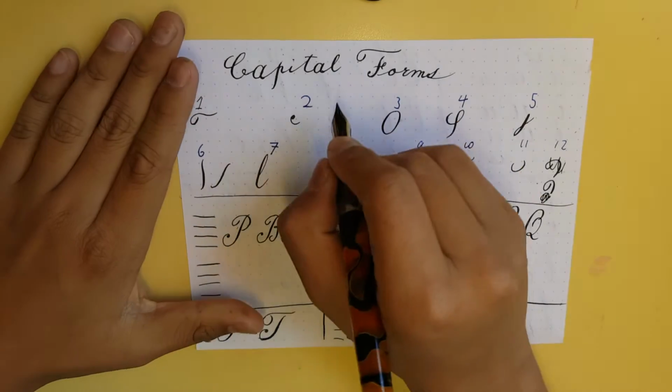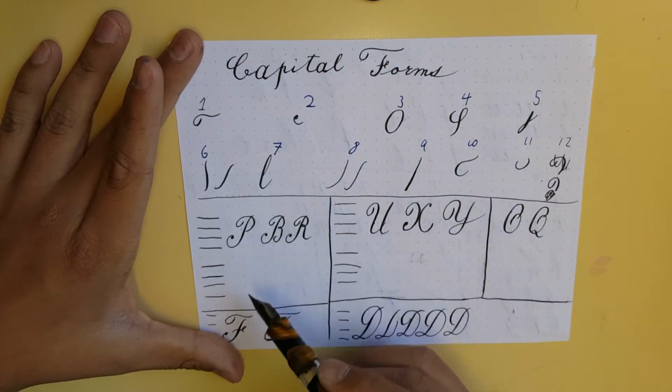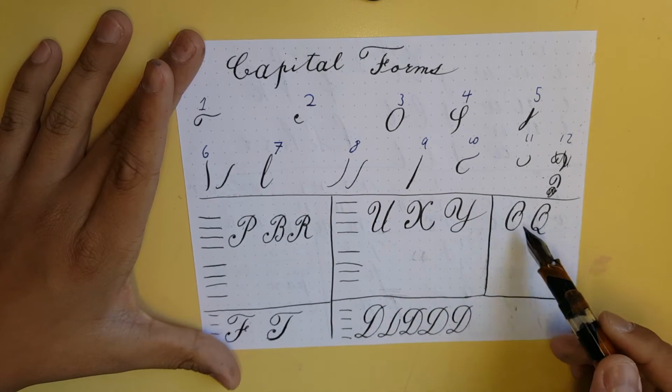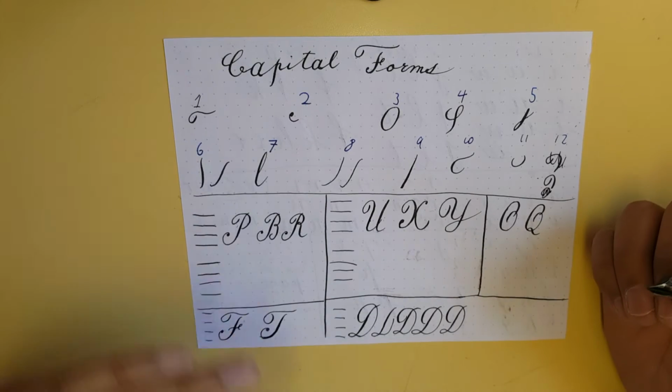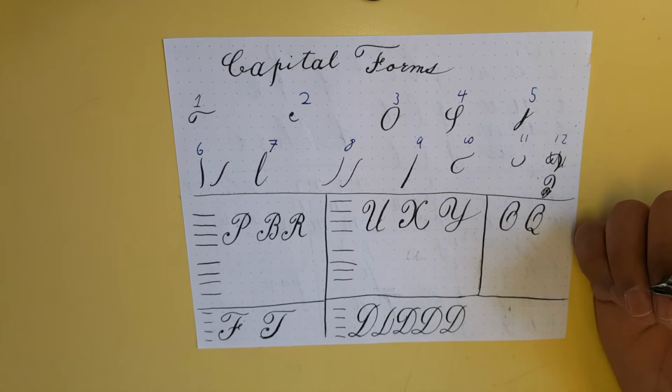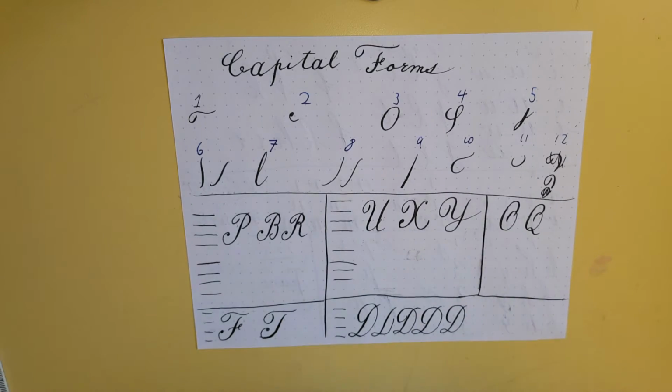Now today we will be going over the capital forms and we'll be going over these 13 letters, 13 capital letters. That's already half of them on this lesson. I think it'll probably be rather long, so let's get cracking.